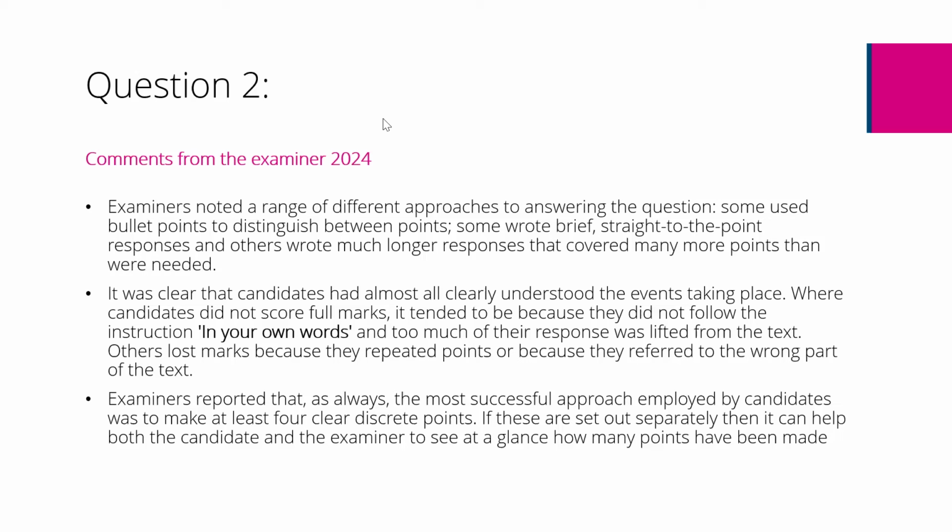It was clear that candidates had almost all clearly understood the events taking place. Where candidates did not score full marks, it tended to be because they did not follow the instructions in your own words, and too much of their response was lifted from the text. Others lost marks because they repeated points or because they referred to the wrong part of the text. Examiners reported that, as always, the most successful approach employed by candidates was to make at least 4 clear, discrete points. If these are set out separately, then it can help the candidate and the examiner to see at a glance how many points are made.